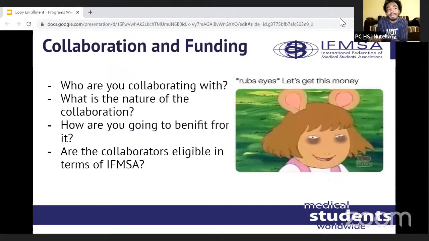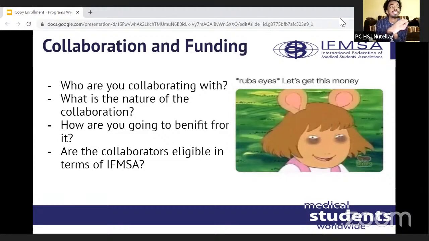Here we're going to talk about collaboration and funding. We're not going to go into so many details about it because they are such broad topics. We do have the IFMSA fundraising manual, which is an amazing reference point if you want to learn more about collaboration and funding. But basically, when it comes to activities, we want to know who you are collaborating with.